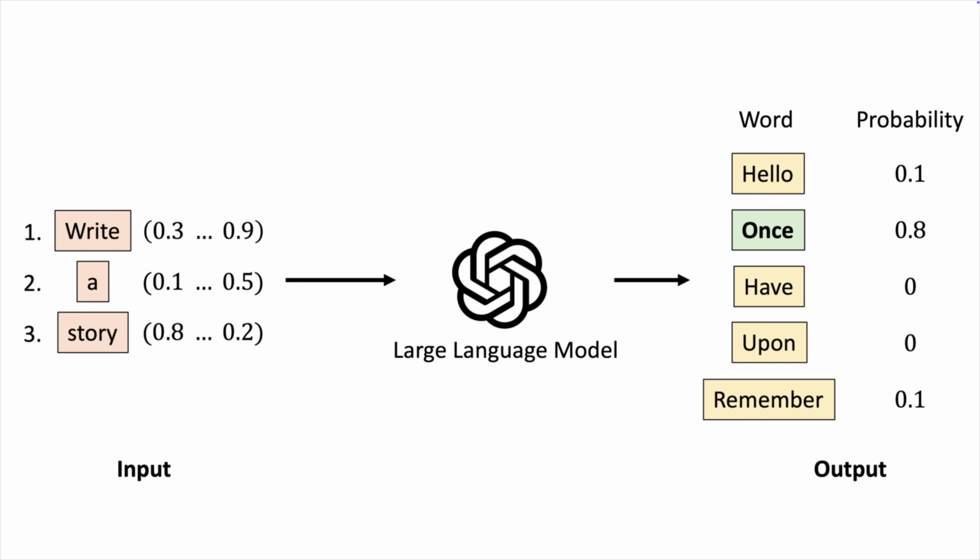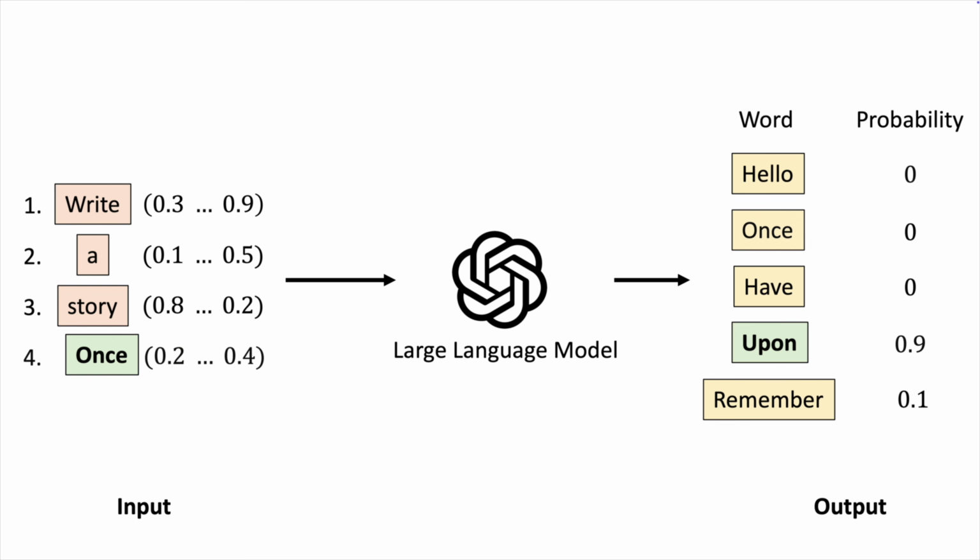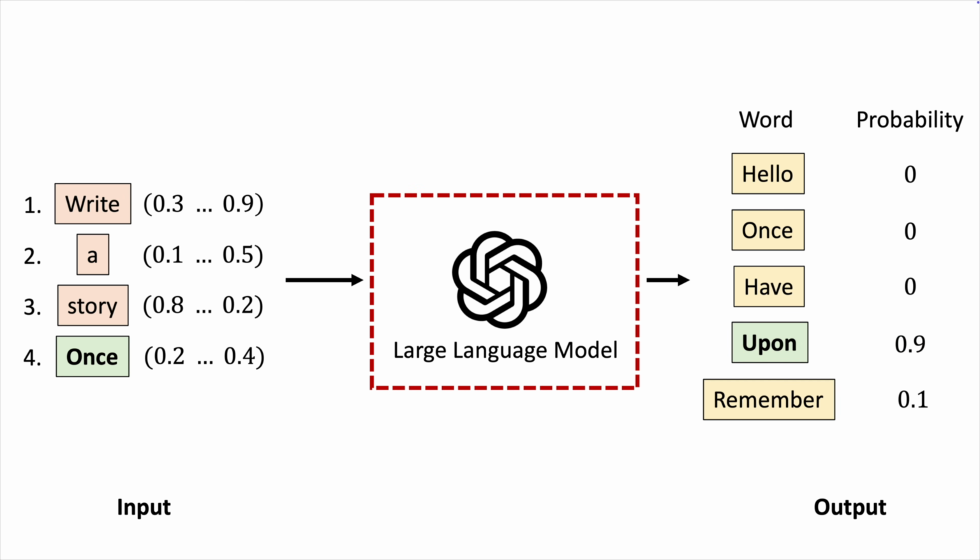Given those tokens, the LLM produces a probability for every possible next token. In our example, once has the highest probability, so it will most probably be selected as the next token. Then, the selected token is appended to the input, and the whole process repeats. After once, the distribution now favors upon. Then the model produces another token, and another, generating text one step at a time. So the visible behavior is simple. Input goes in, probabilities come out, and the difficult part is everything happening inside this box.